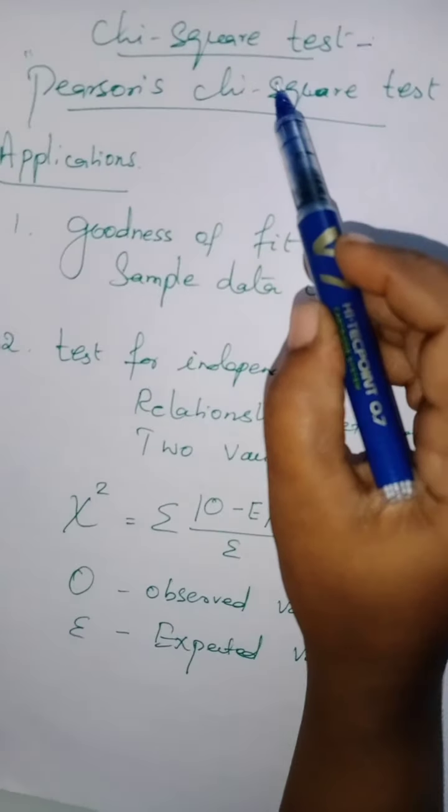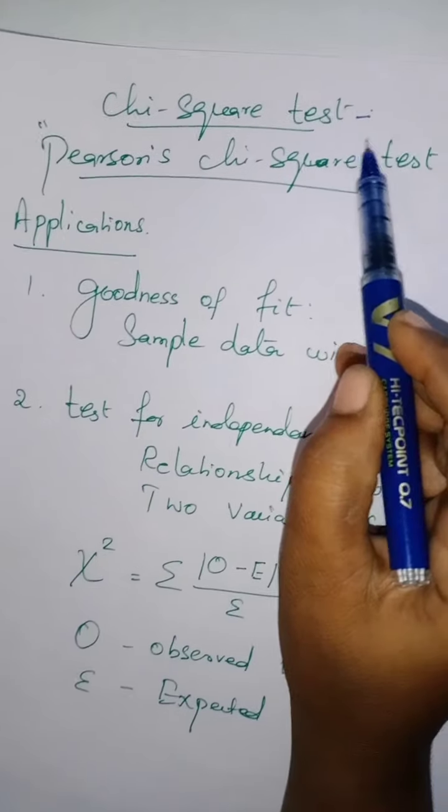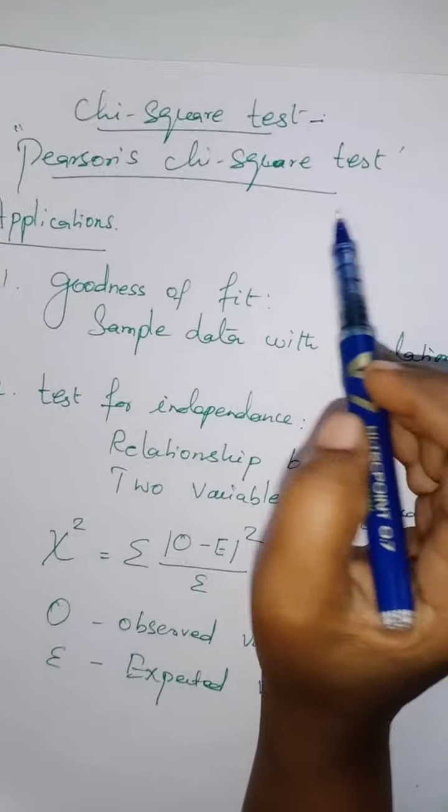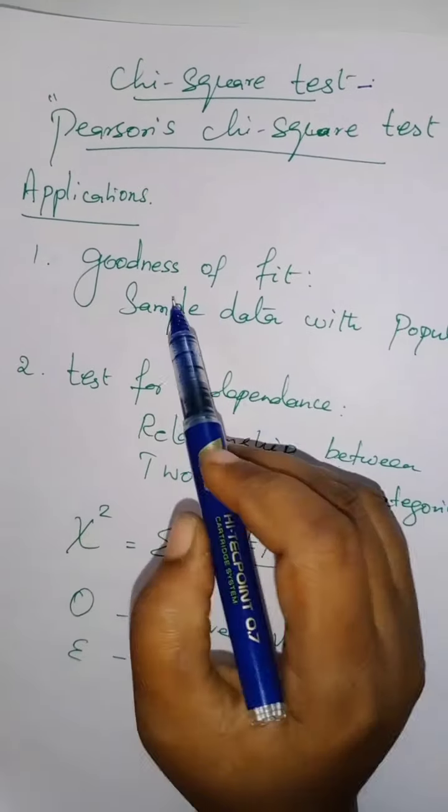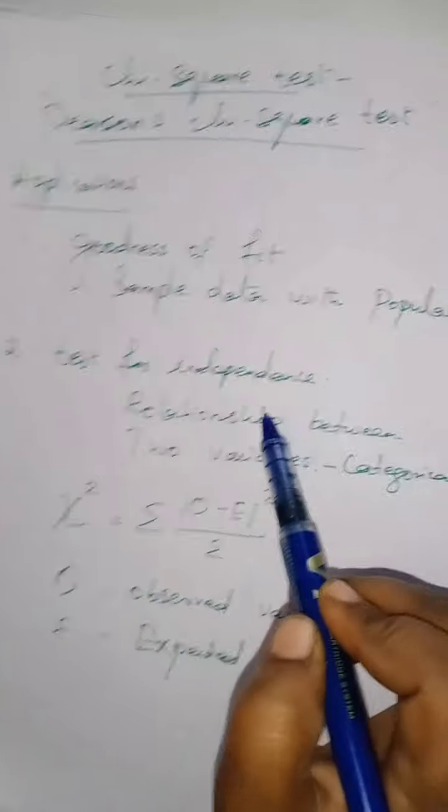Good morning students. Today we will discuss the chi-square test. It is also called Pearson's chi-square test. The applications of chi-square tests are goodness of fit and test for independence.